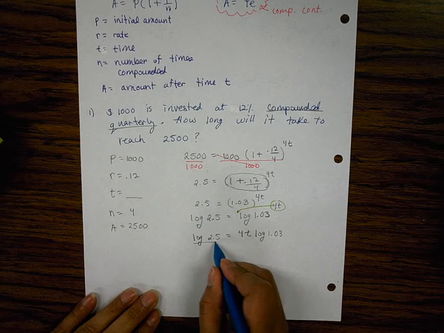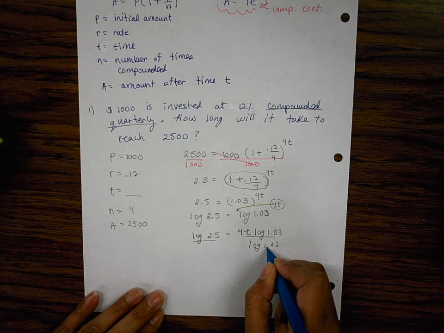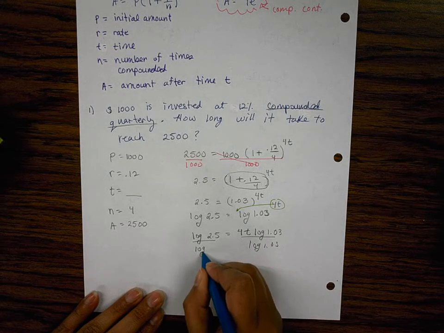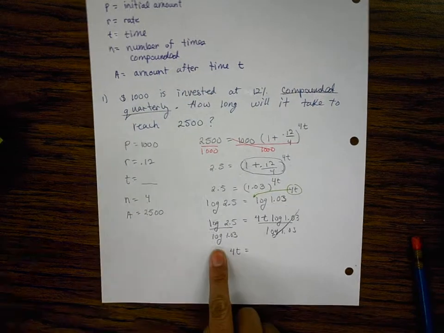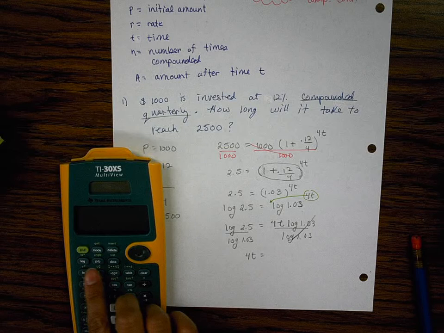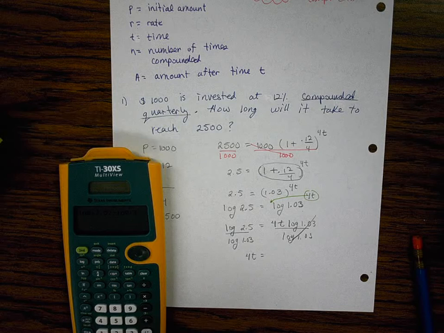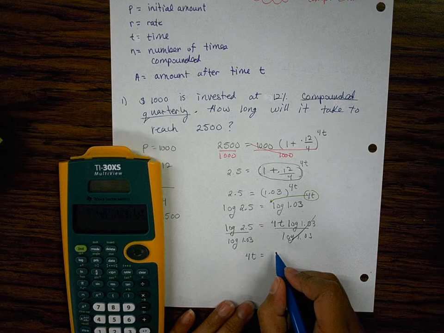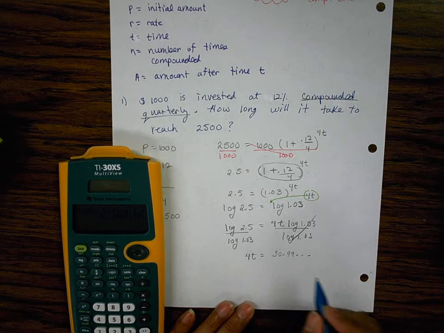All right. Divide both sides by log of 1.03, leaving behind 4t, and then plug that in your calculator. Log of 2.5, close parentheses. I'm going to type it in again. Log of 2.5, close parentheses, divide by log of 1.03, and I get 30.9989. I'm not going to round that number. Leave that in your calculator. I'm just going to write it down.